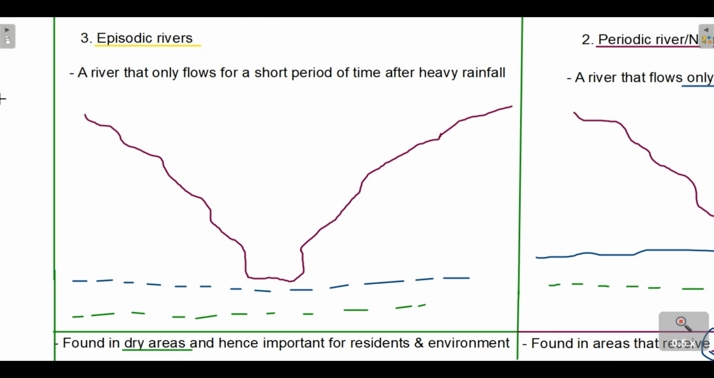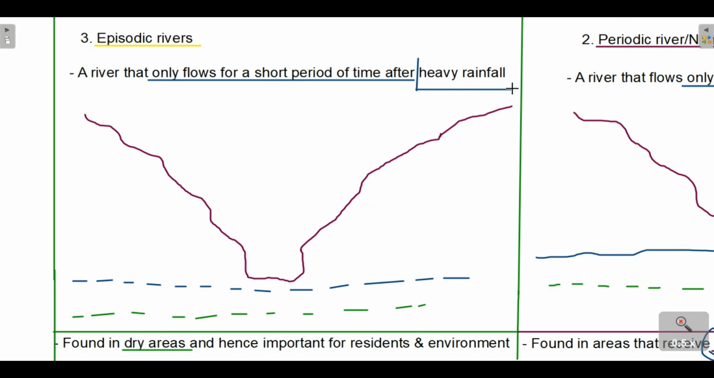episode, guys, I'm sure you do watch soapies and so on. You'd find that particular episode in which there is the climax of that show, and you would only find it during a particular time. Then a long time passes by, and then another climax occurs, and so on. Episodic rivers really resemble that because these are rivers that only flow for a short period of time after a heavy rainfall.